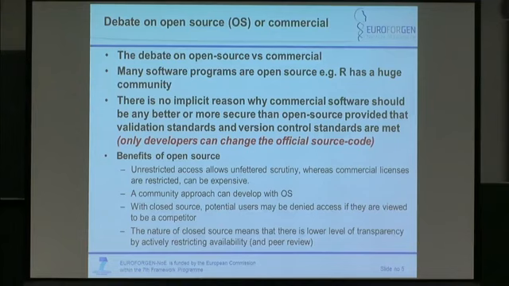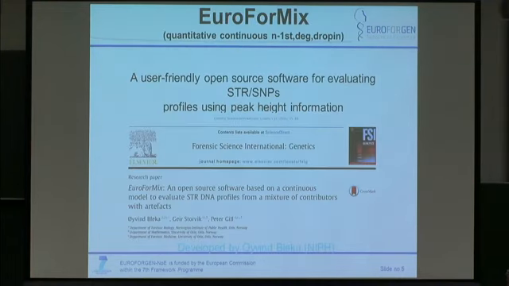So in summary, the nature of closed source means that there is a lower level of transparency. Yes, it may be well published, but that is not the same as completely peer reviewing, because a full peer review should allow unrestricted access to whatever it is that you're trying to evaluate.